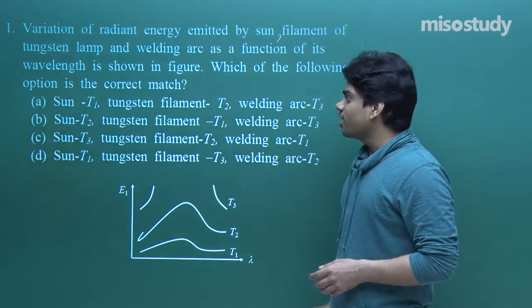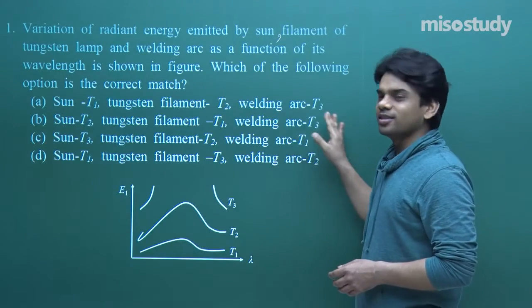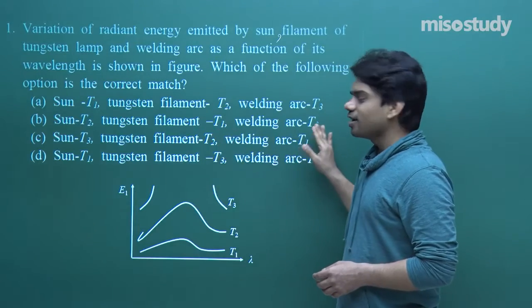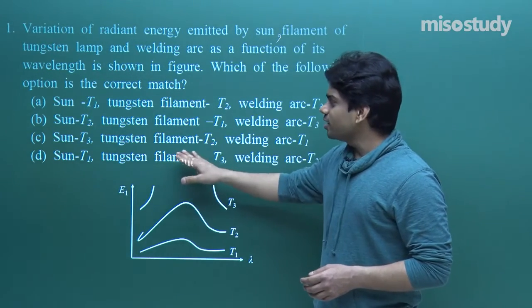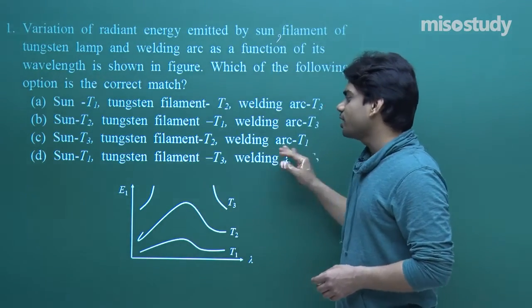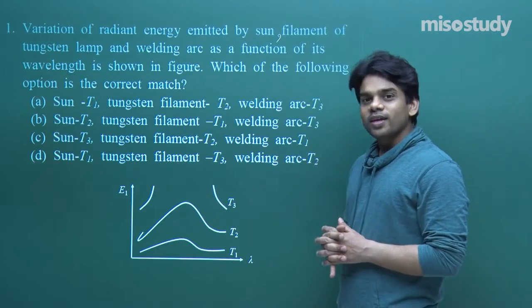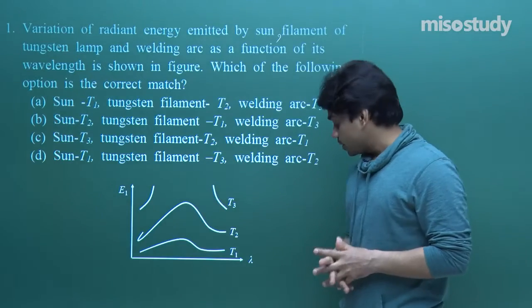A, sun T1, tungsten filament T2, welding arc T3. B, sun T2, tungsten filament T1, welding arc T3. C, sun T3, tungsten filament T2 and welding arc T1. D, sun T1, tungsten filament T3 and welding arc T2. So how do we decide which option is the right answer?